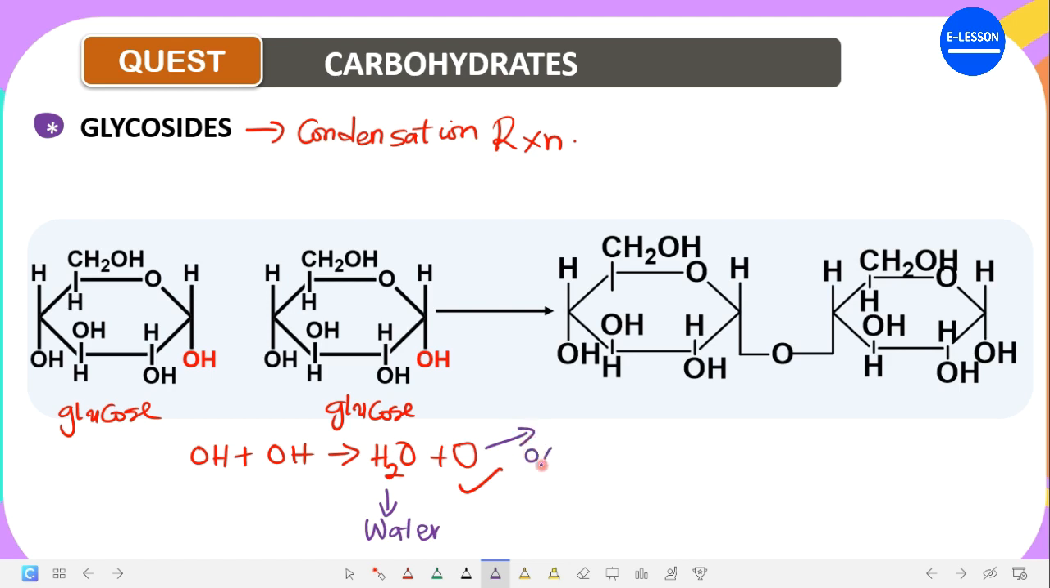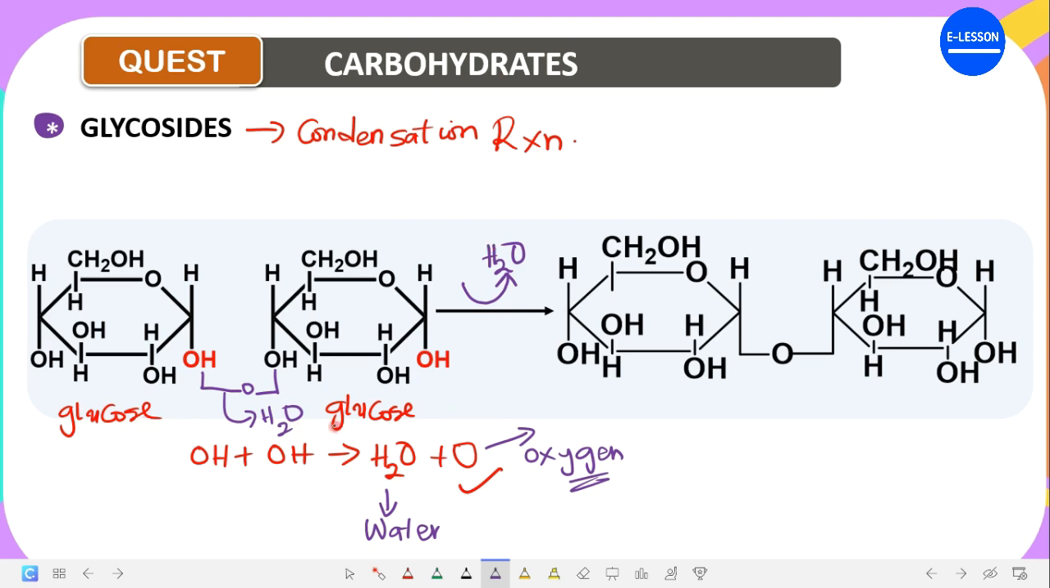Water will be given off, then this oxygen will now form the linkage between this and this, whereas water is given off. This linkage here is what is called the glycosidic bond. All monosaccharides are linked together by this bond called the glycosidic bond. So in this case, a water molecule is given off to form this.